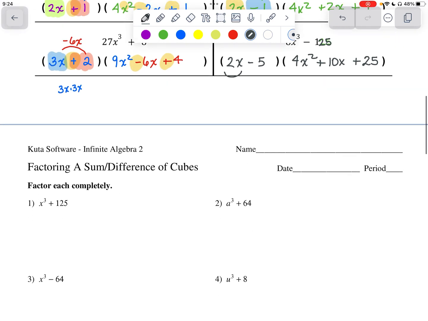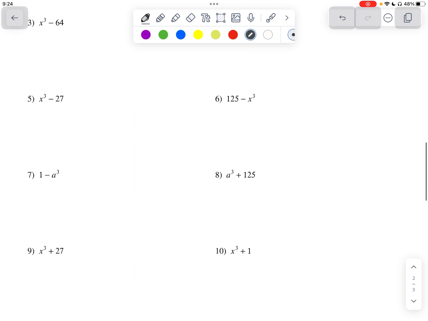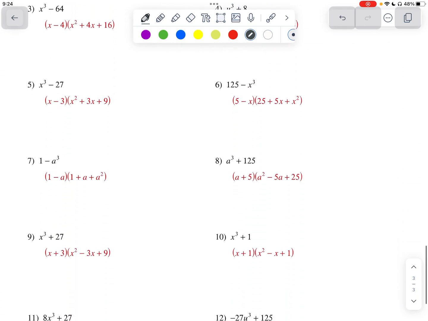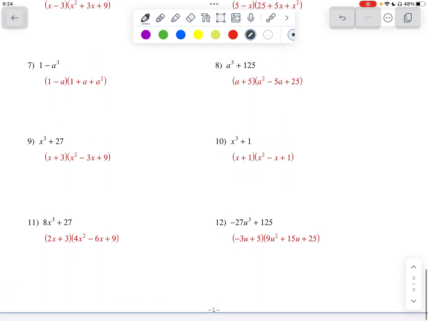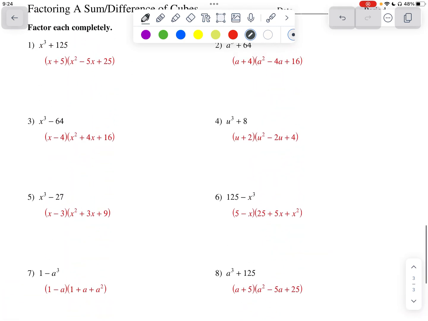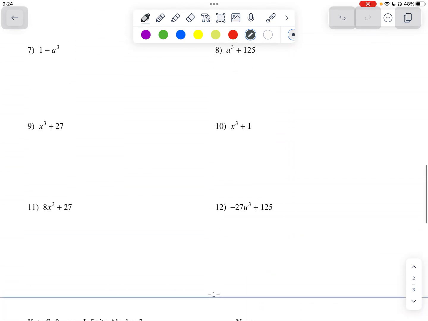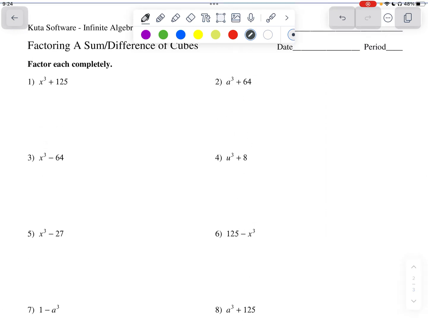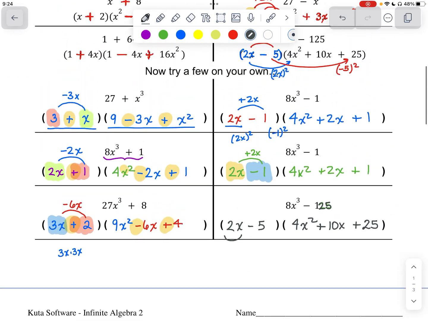There's some ones to practice on the back of this. And if you look in Schoology, the answer key is posted in Schoology. So there are your answers there for those. And that is the last bit of factoring we're going to do. We'll review the rest of today and Thursday, and then the summative will be Friday.